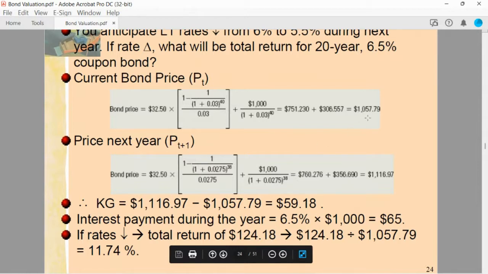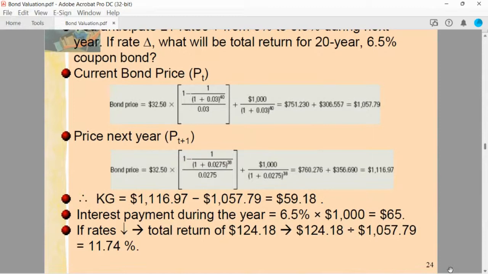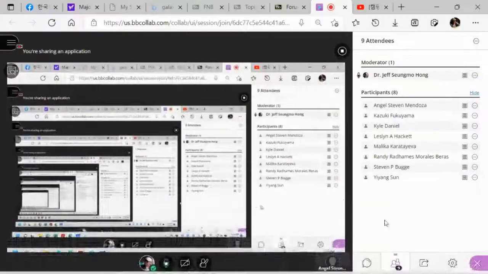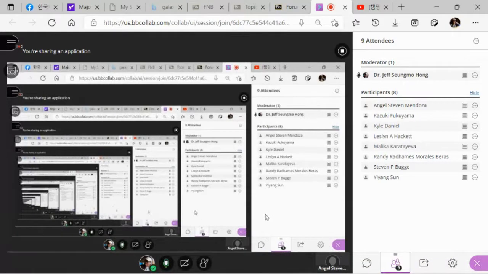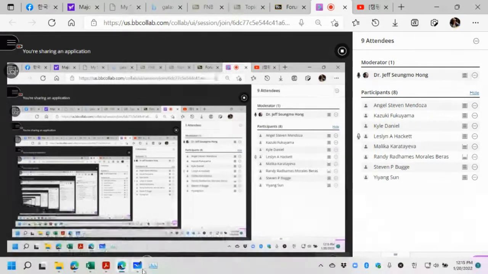But you paid, if you buy it today, you pay 1,057. So you divide it by that, you will end up with a total return of 11.74, right? So this is how you can apply the Fed's guidance, in other words, interest rate expectations, to our bond investing strategy, right? Does that make sense, everyone? I hope it does.